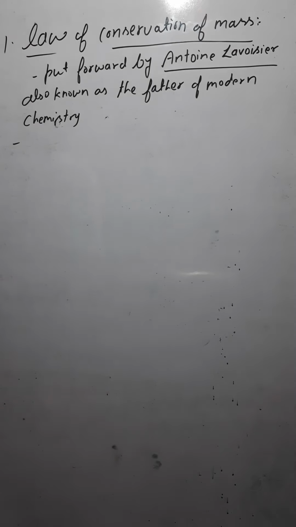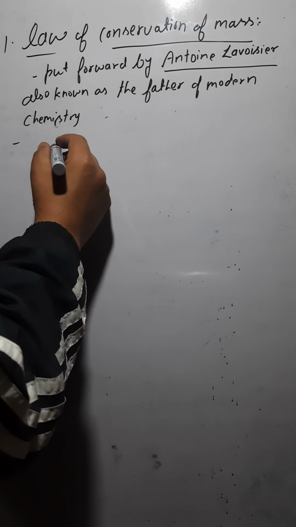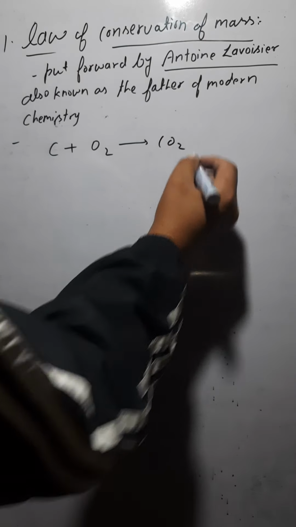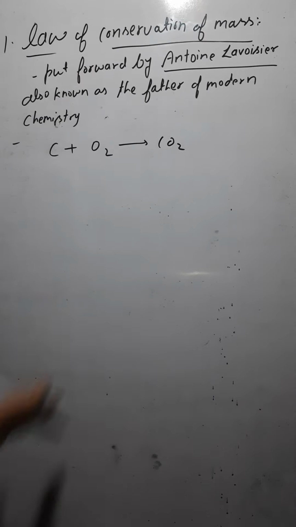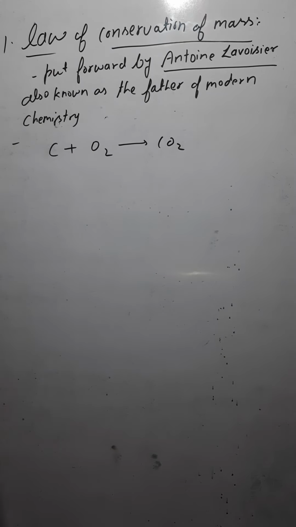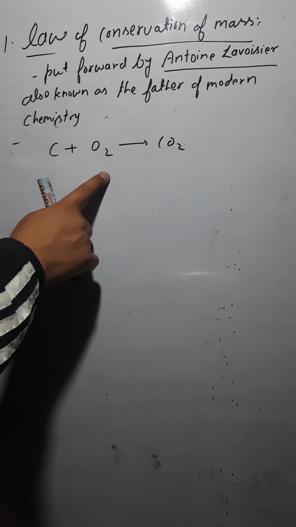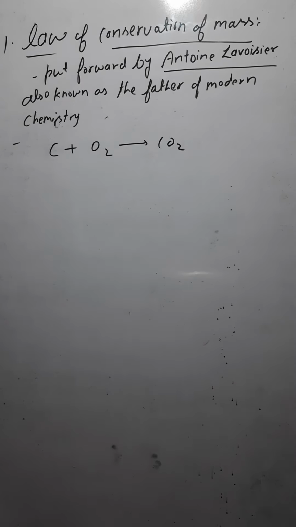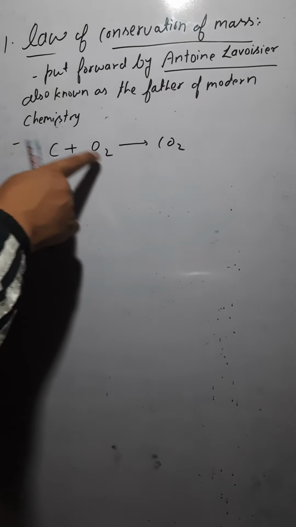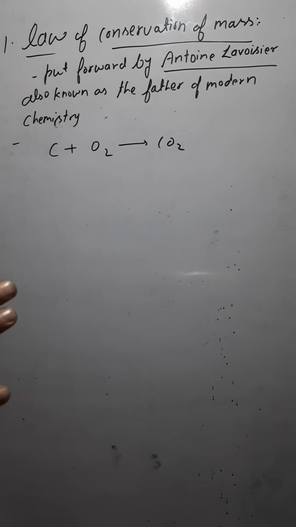Now what is this law of conservation of mass? It states that the total mass of all the reactants. Let's say we are combining carbon and oxygen, and out of that we are getting carbon dioxide. So these two are reactants and this one is the product here. This law states that the total mass of all the reactants in a chemical reaction, remember this, would be equal to the total mass of the product. Whatever the product that you are getting, its mass always would be equal to the total mass of all the reactants.